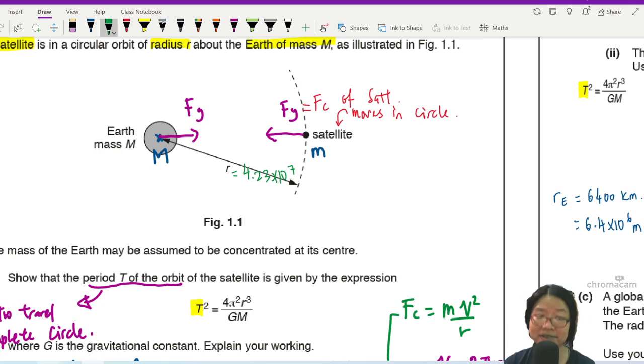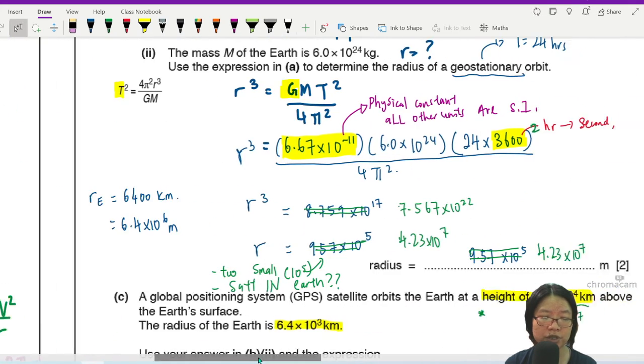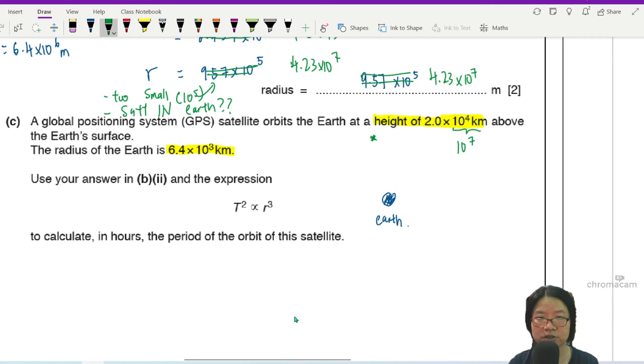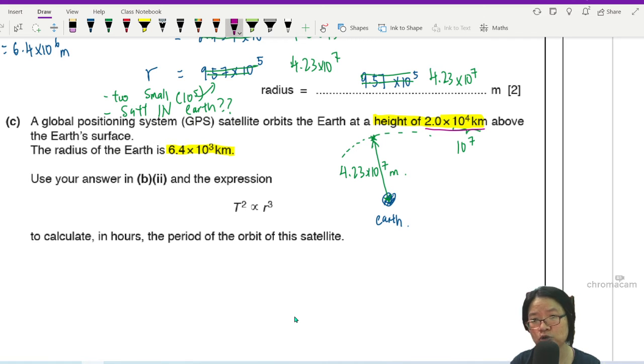Okay, and now we have a second satellite. We need to read the question carefully. So for this first satellite, I measure from here to the center of the Earth. All the equations that we use, whether it's centripetal force or gravitational force, have to be measured from the center of the Earth. And this is 4.23 times 10 to the power of 7 meter. No problem. Now we have 2.0 times 10 to the power of 4. Now, if you're very tempted to use this as your R, this is not the radius of your orbit.